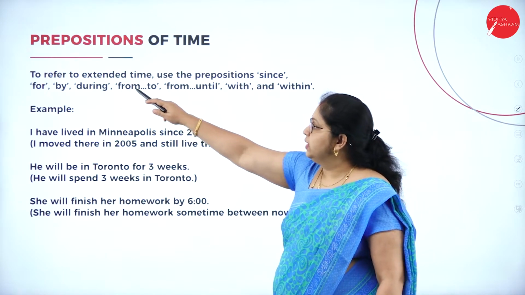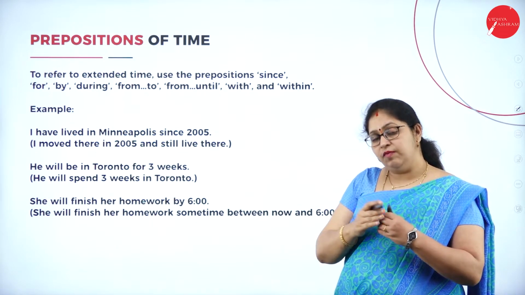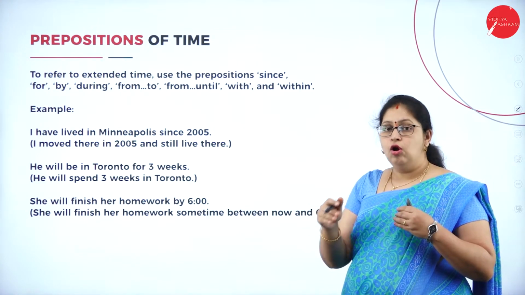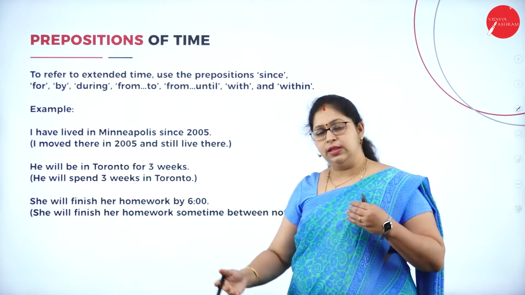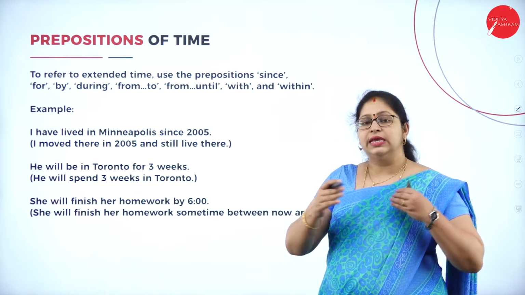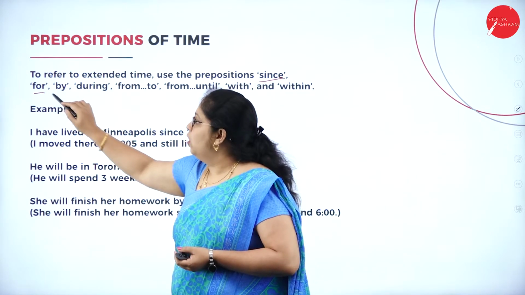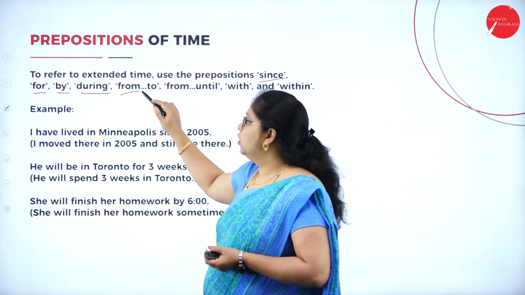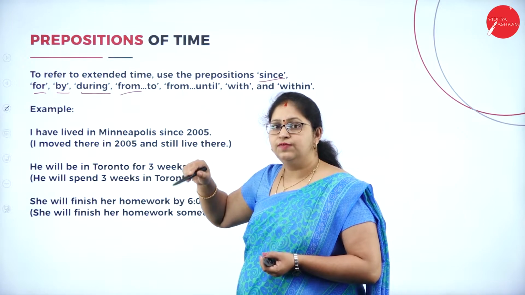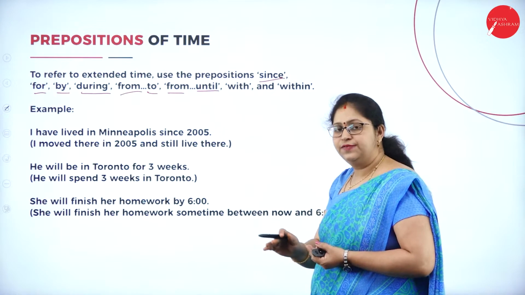Next, to refer to extended time, use the prepositions since. Extended time, from where to where. If we are telling from this year till here, or from that year, continuing now also, from that point of time to this point of time. While telling this extended time, we use the prepositions since, for, by, during, from, to. From the year 1900 to 1905. So, from, to, from, until. Until means it is finished.